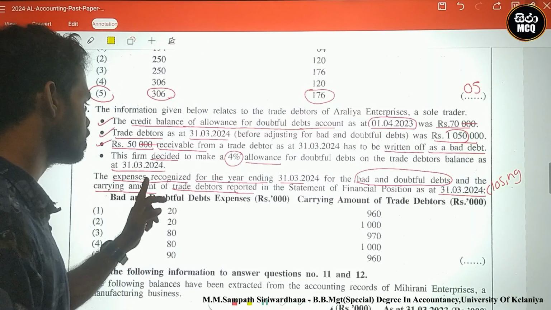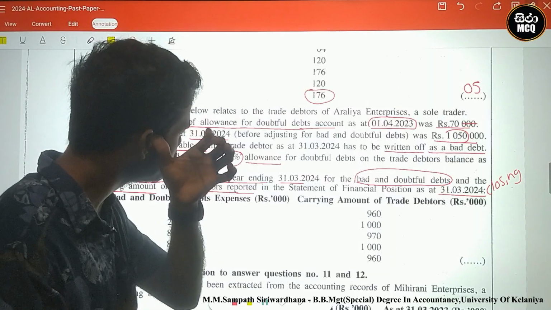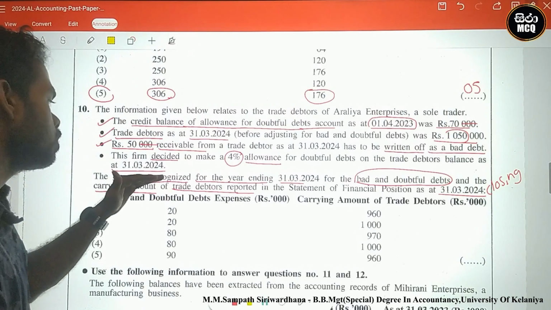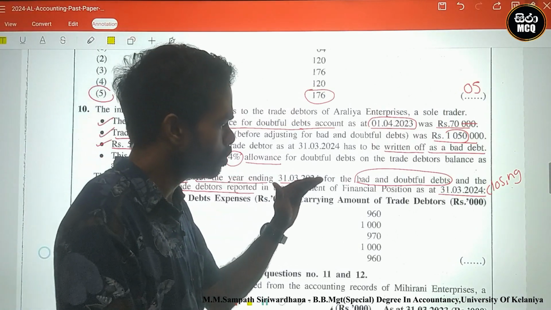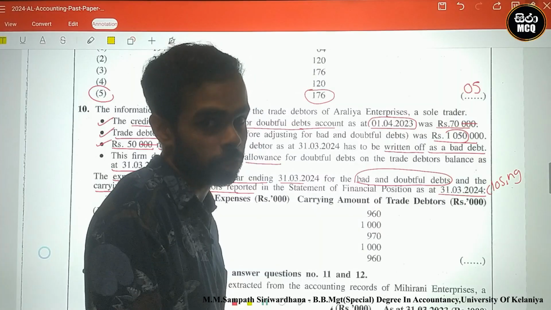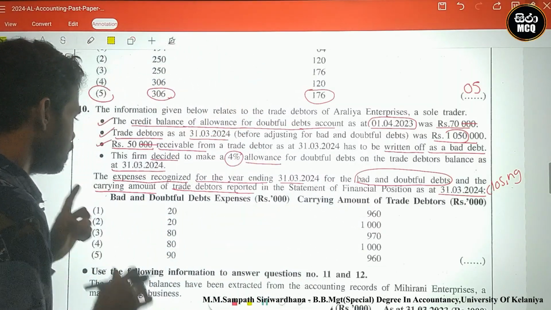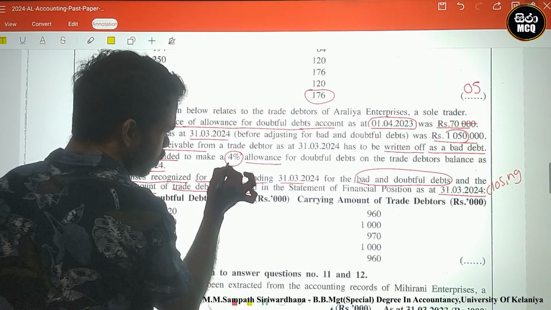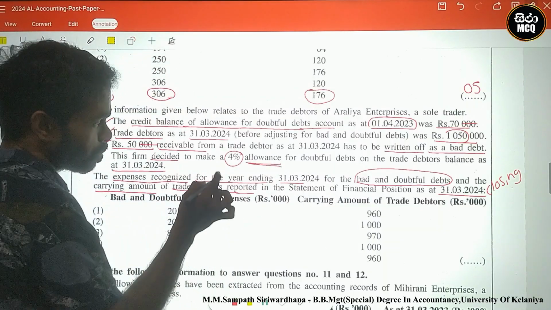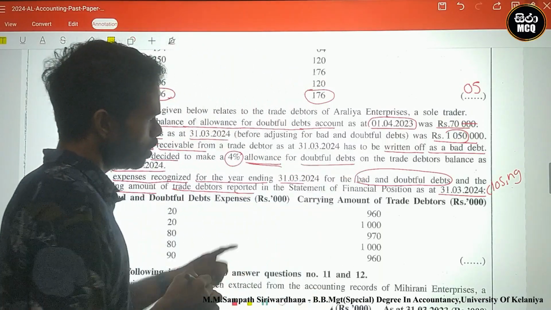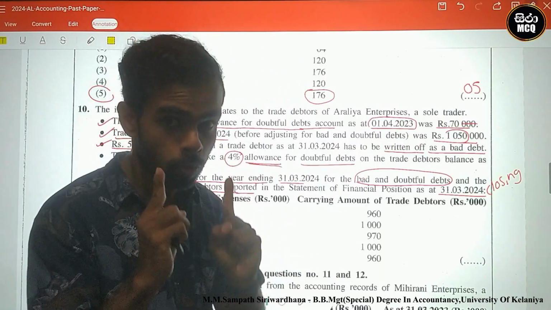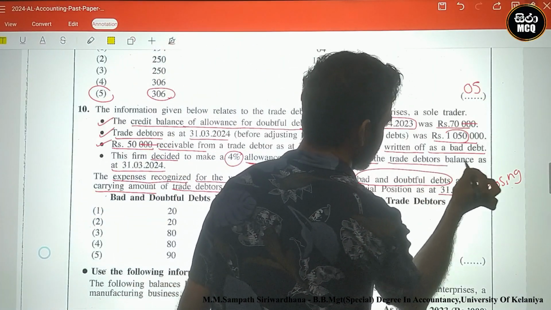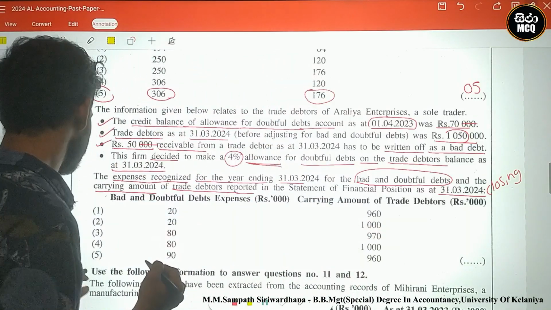There is a requirement: the expenses recognized for the year ending 31st March 2024 for the bad and doubtful debts, and the carrying amount for trade debtors reported in the statement of financial position as at 31st March 2024. At this time, look here, this is the major one. The firm decided to make 4% allowances for doubtful debts. 4%. What is the basis? On the trade debtor balance as at 31st March 2024.